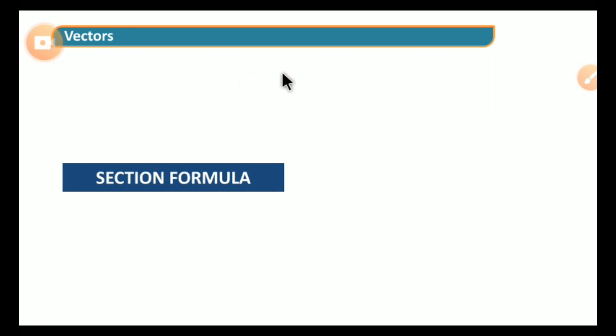Students, in this session we are going to discuss the section formula. Observe, there are two types of section formulas. One is internal division and the second one is external division. So let us consider the first one, internal division.